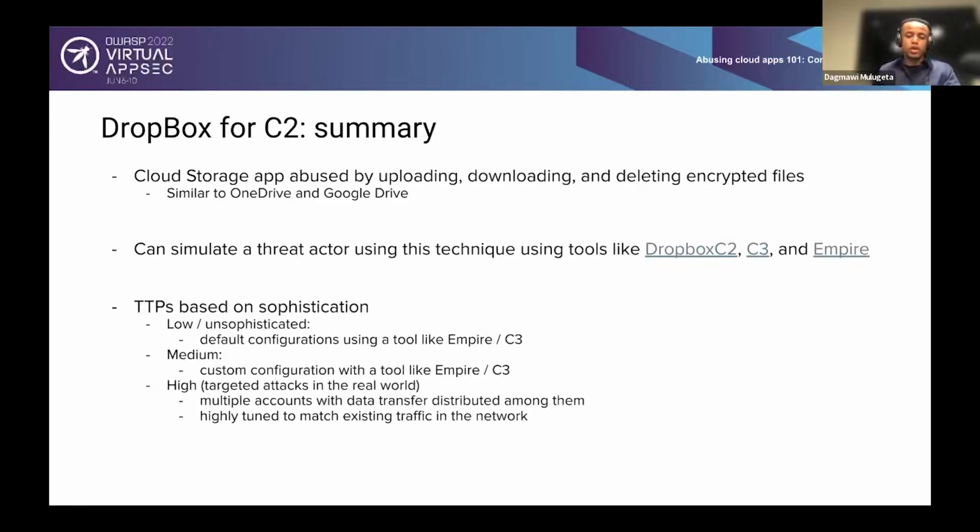You might also really tune your traffic to match what's happening in the network. So if you hop onto a victim network and you see that there is one person that uses Dropbox a lot, and that person's in HR or whatever, maybe you want to use that person's machine to tunnel your commands outside of the network, so it blends into that traffic a little better.